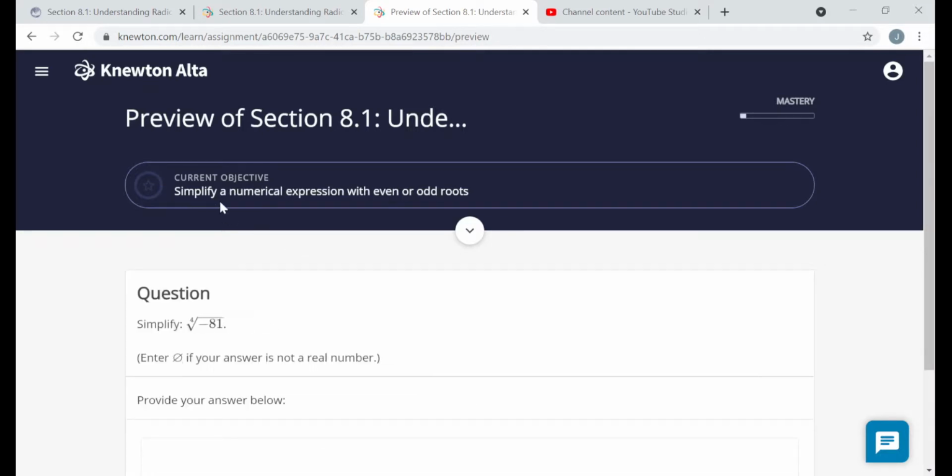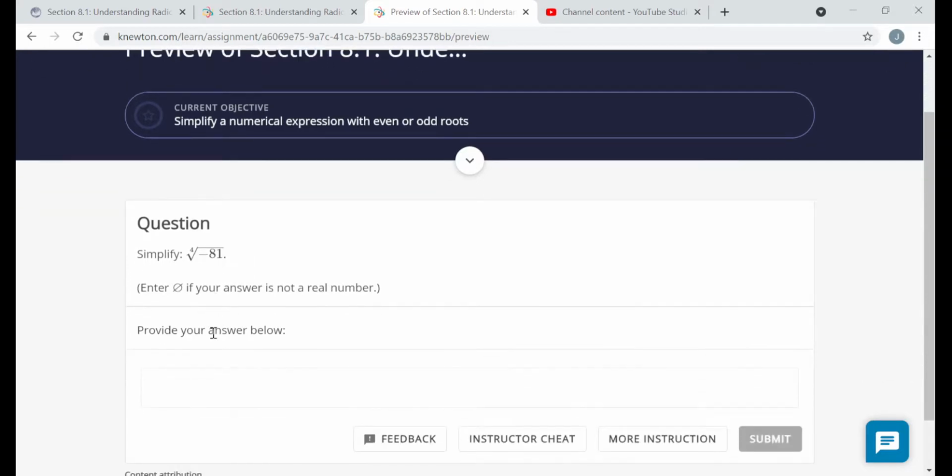So we have simplify a numerical expression with even or odd roots. All right, so I've already done my talk on even or odd roots. Now we just have to think. So here we have the 4th root of -81. Remember I said this earlier: even root, 4th root, the radicand is negative.